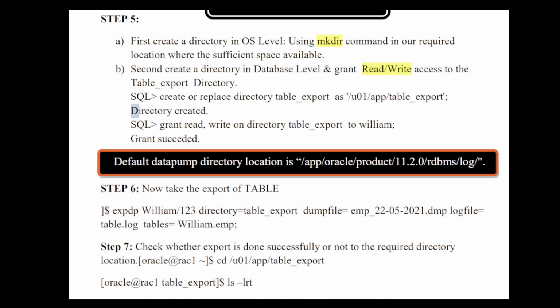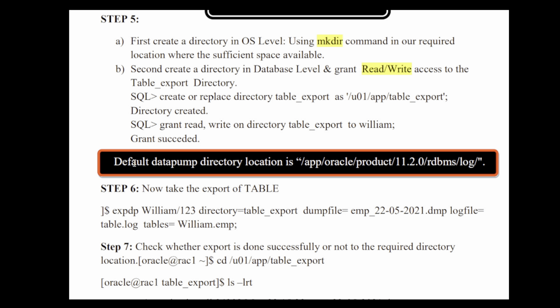Once it is created, the directory will be there. Next, grant read, write on directory table_export, the logical table name, to William. For example, William is there. Otherwise, as I already told you, that is public. So public is the best option to avoid confusion. Just for your remembering, you can use public here.